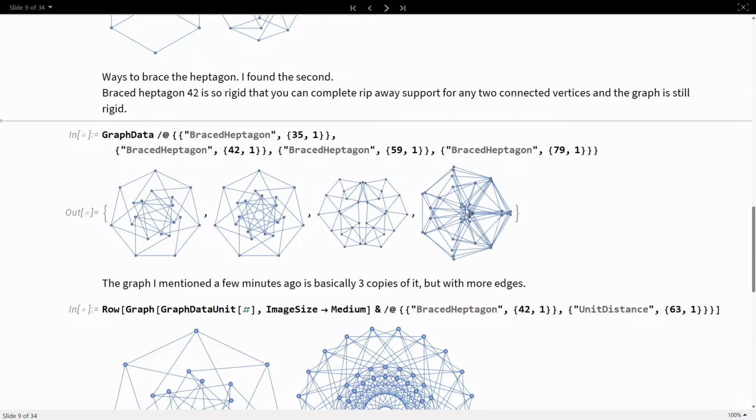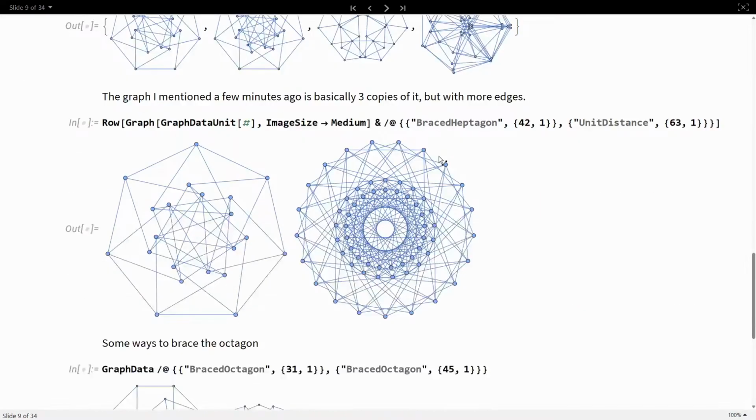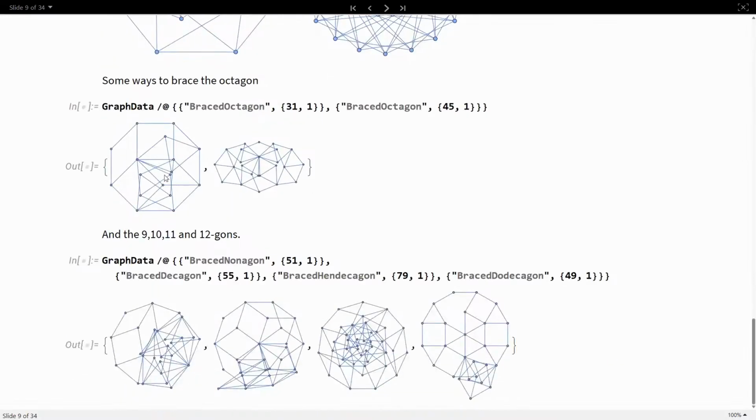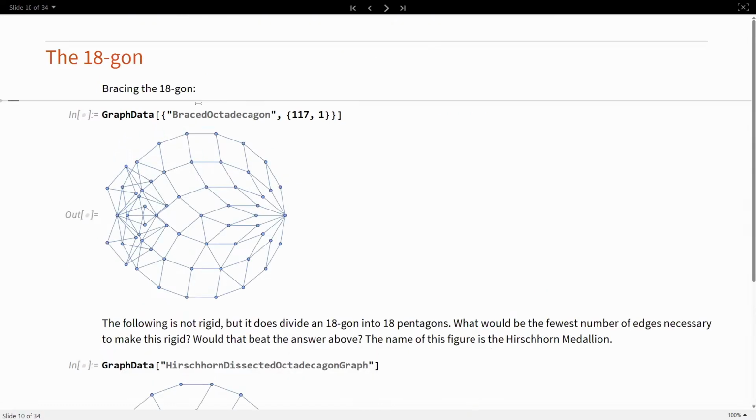Here are 2 other ways of bracing the heptagon using more struts. We can brace an octagon, and here's ways of bracing the 9, 10, 11, and 12-gons. We can go up to any size, but here's a particular way of bracing the 18-gon.